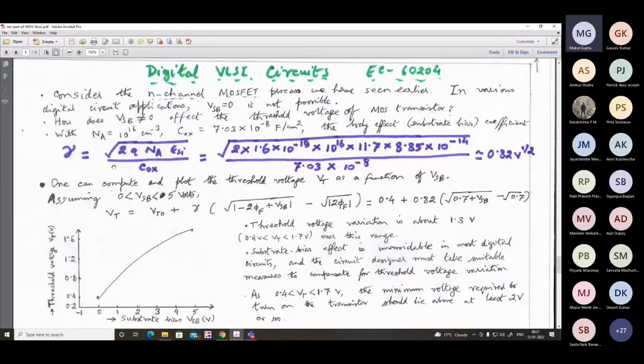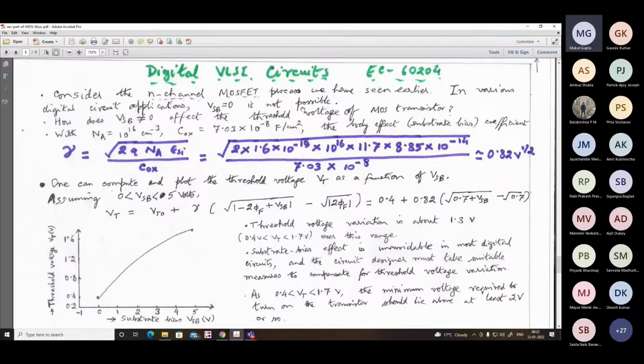Now let us see the range of change of the threshold voltage. So consider the N-channel MOSFET process we have seen earlier. In various digital circuit applications, VSB equal to 0 is not possible. How does this VSB, that means the source to body voltage, not being equal to 0, affect the threshold voltage of the MOS transistor? That means how much change it will lead to in the threshold voltage of the MOS transistor.